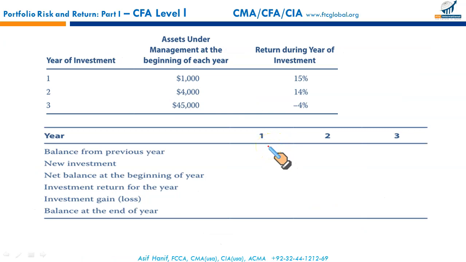Okay, so this would be the working balance from the previous year, nil. New investment $1,000. Net balance at the beginning of year 1, of course, 1,000. But at the end of year 1, there is a return during the year of investment of 15%, which means we earned 15% of 1,000, that is 150. So investment return for the period was 15%. So investment gain was $150. Balance at the end of the year, 1,000 plus 150, that would be $1,150.